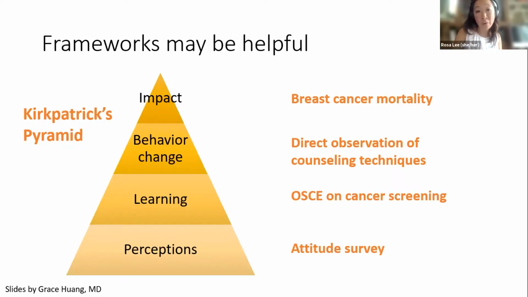And ultimately, level 4 would be, did this educational activity actually increase screening to the point that it decreased breast cancer mortality? So it's really, really hard, if you think about your educational activities that you have in mind, to get to level 4 in Kirkpatrick's model. And that shouldn't stop you guys from doing your projects anyway.